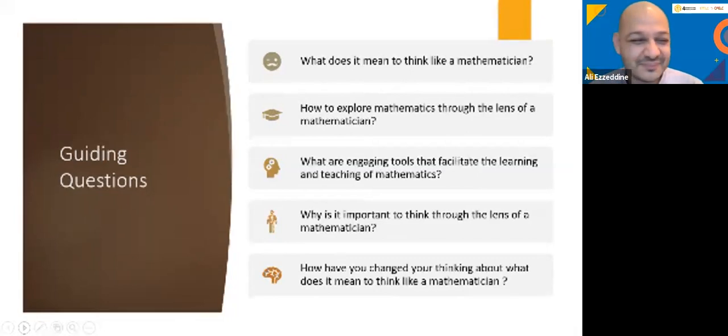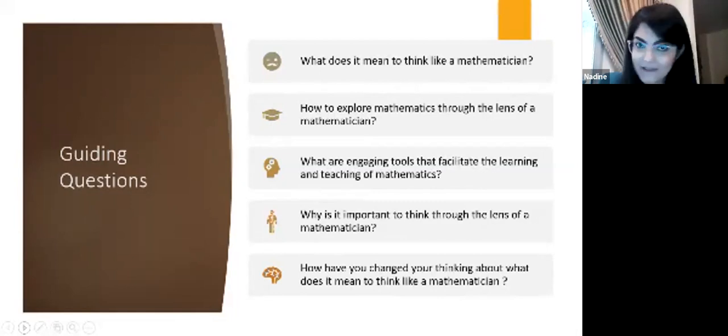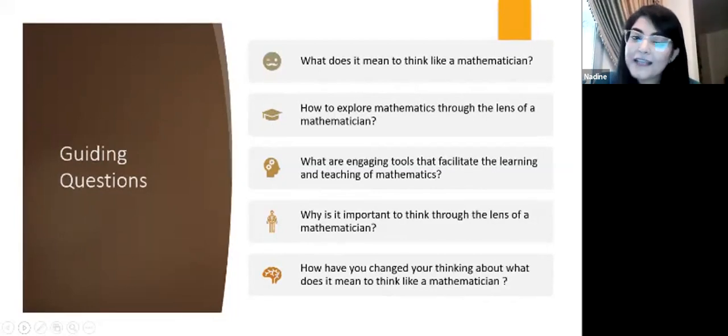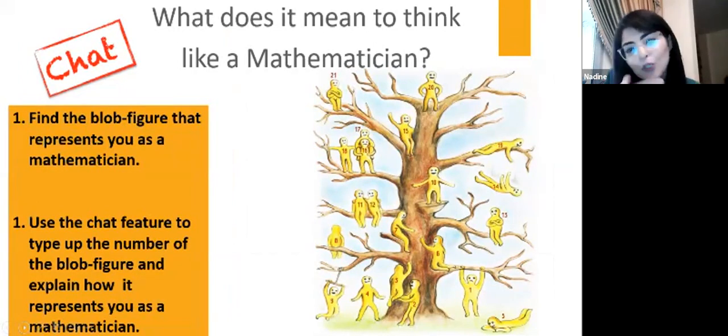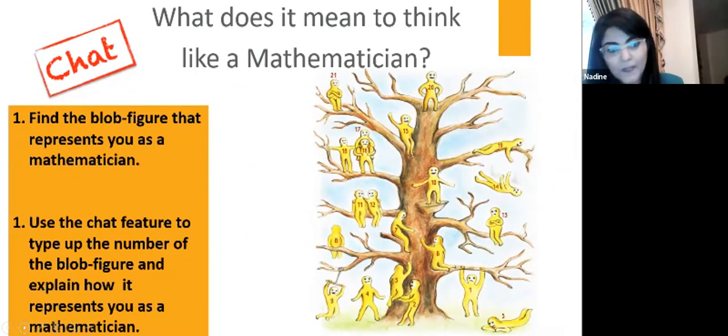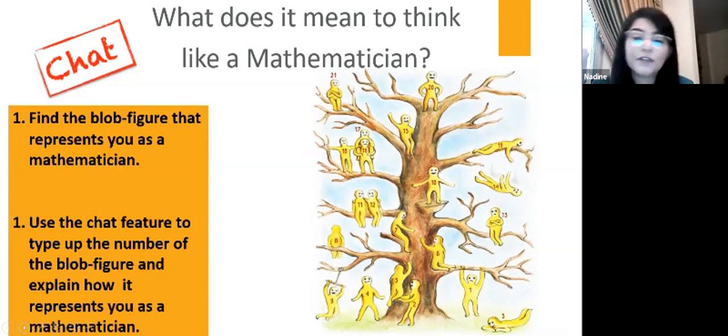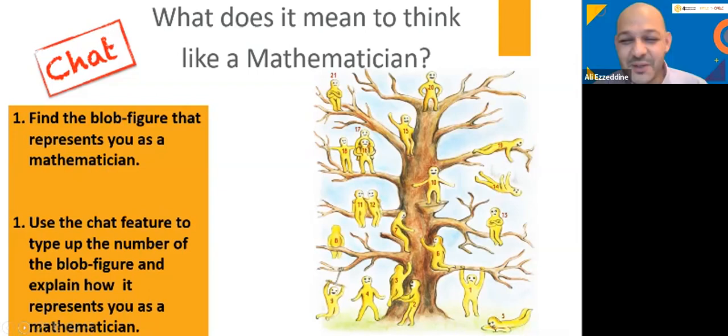Okay, now actually we're going to start with the first activity. And I really want to know, what does it mean to think like a mathematician from your perspective? As a first activity, what I would like you to do is to look closely at this blob tree and try to find the blob figure that represents you the most as a mathematician. Please use the chat feature to type the number of the blob figure and mention the reason. Why did you choose this figure? And Ali, yes, please share with me the responses.